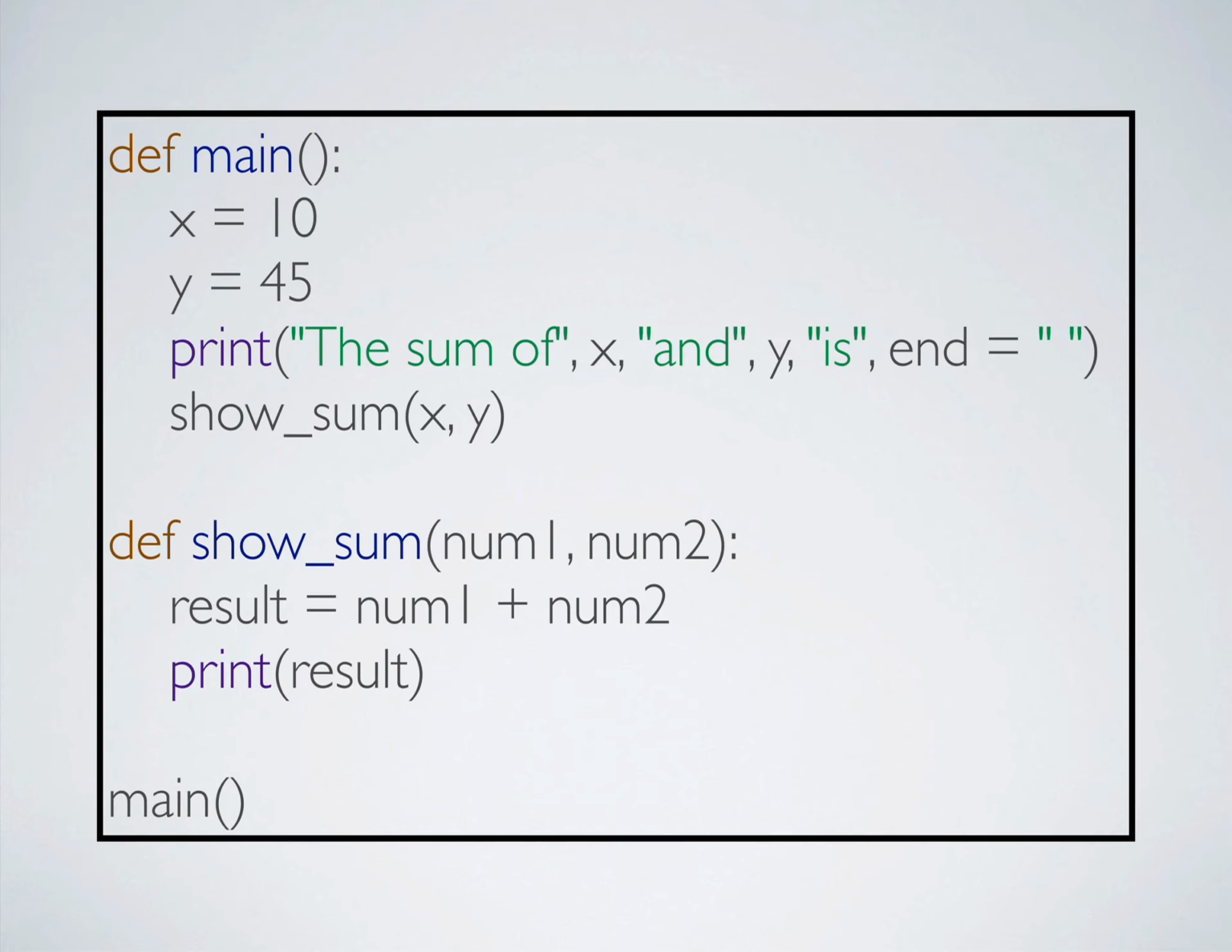Really quick though, here's an example of a program that has 2 function definitions. Main, which is our standard main function. You'll note main has no parameter variables. Then the second function definition is show sum. This time show sum has 2 parameter variables, num1 and num2. So whenever I call show sum, which you can see I do on the 4th line in main, you need to give it 2 arguments.